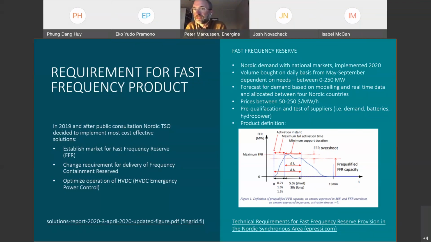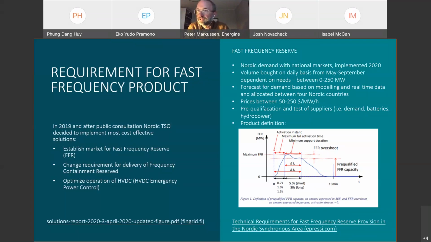And just a few words on the fast frequency reserve. It is a Nordic demand, but we have national markets, so it's bought individually in each country and implemented last year. It has been decided that we will buy the FFR from May to September, so it's only in the summer where we have the challenges, and it will then also be dependent on needs. So on a daily basis, we look at what is the forecast for inertia in the next day, and if there are no challenges, then we don't buy anything. If there are challenges, then we buy the reserve, and it's between 0 to 250 megawatts.